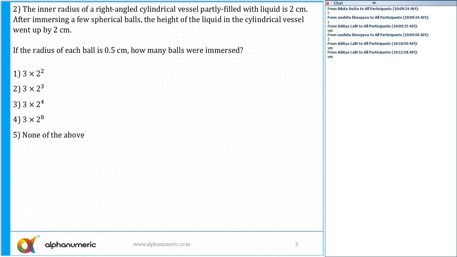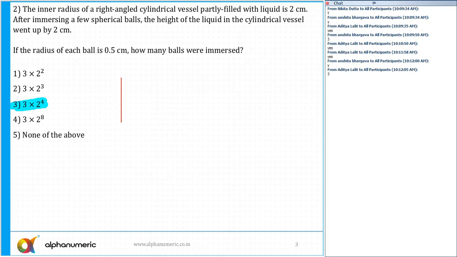All right. Question number 2. What is the answer for question number 2? Please tell me. That's right. Again, an easy one. It says the inner radius of a right-angled cylindrical vessel partly filled with liquid is 2 centimeter. After immersing a few spherical balls, the height of the liquid in the cylindrical vessel went up by 2 centimeter. So initially there is a cylindrical vessel.